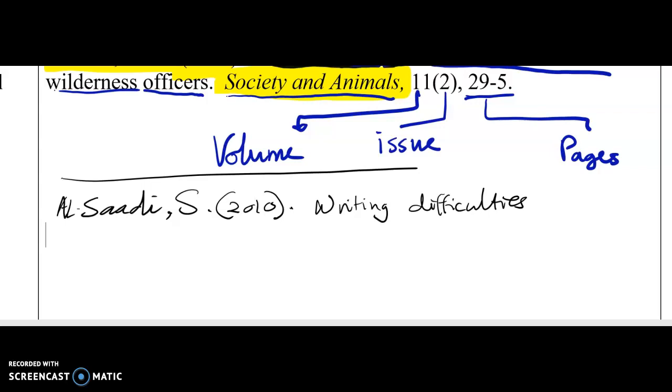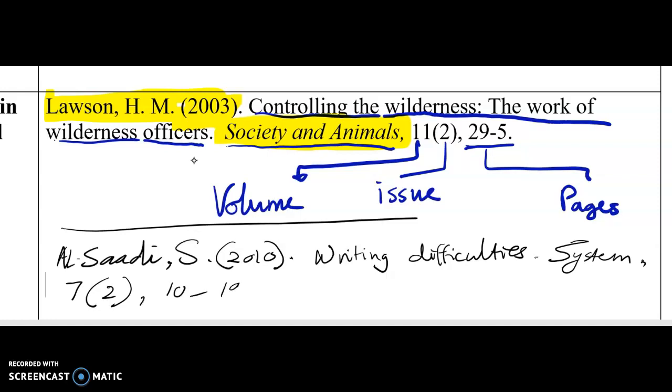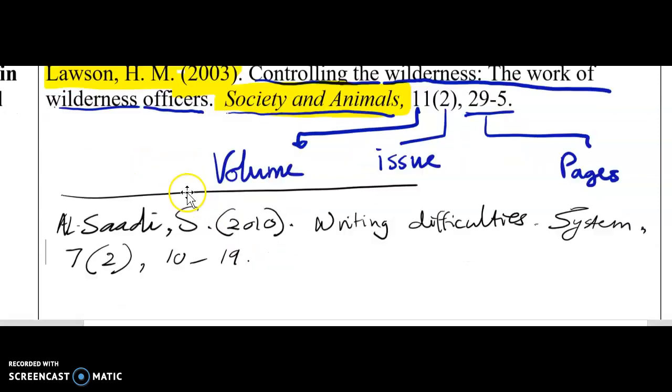Once you have written the title of the article, full stop, then give the journal name. For example, its name is System. It should be italic: System. After that, a comma. Then give the volume number. For example, volume number 7, issue number 2, comma, from page 10 to 19. That's it. This is an example of a journal.